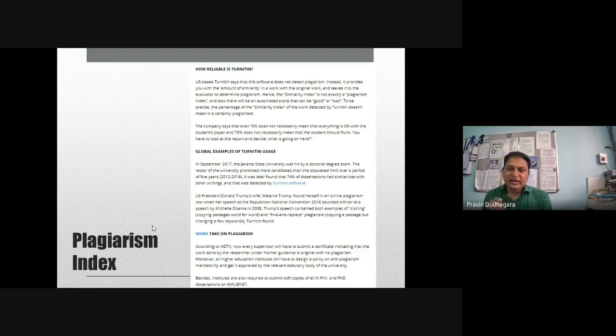Similarity index means I prepared a draft and put it into the software. The software checks the similarity between your draft and other online reports. Now the similarity index doesn't mean that it is a plagiarism index. I repeat it: the software provides the amount of similarity to the original work, but it doesn't mean that the similarity index is the plagiarism index.